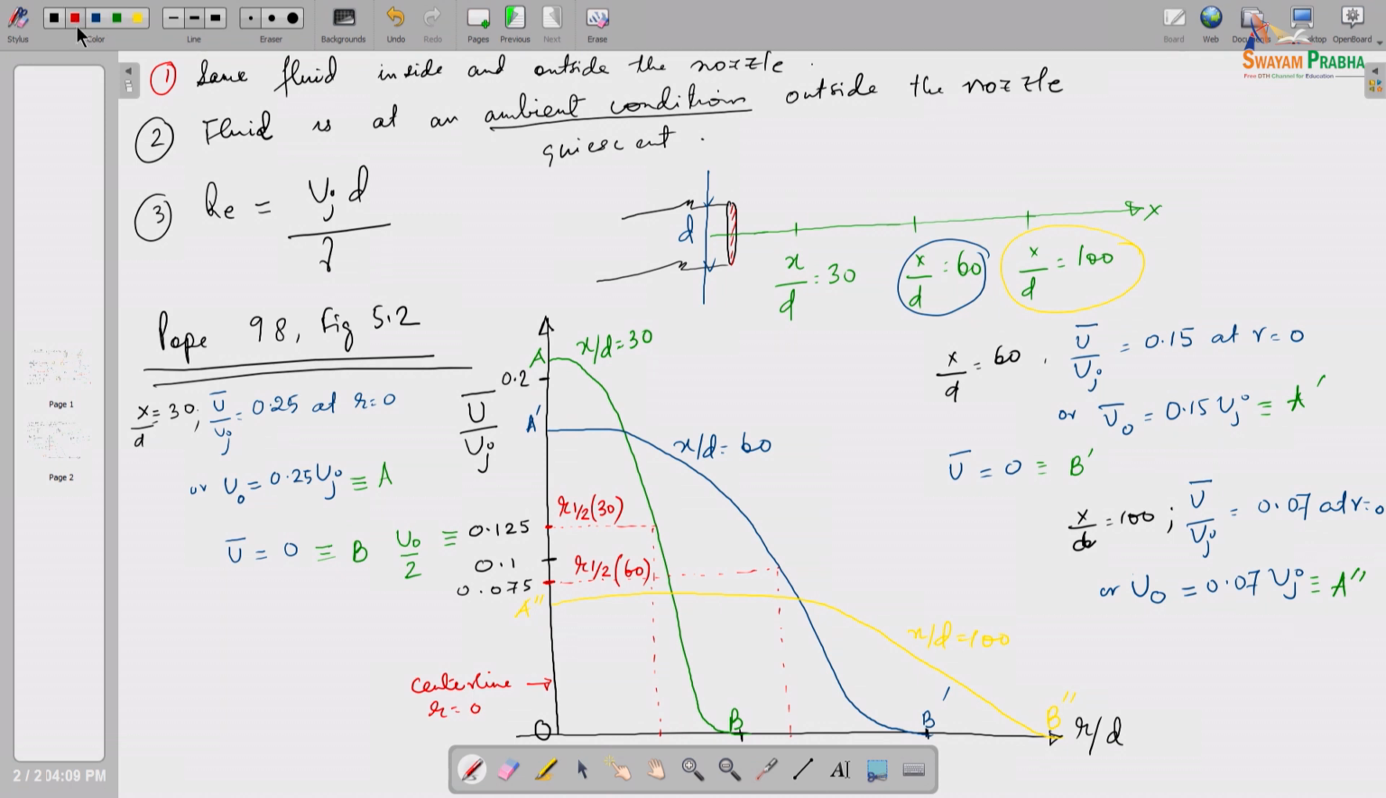I take half of that. So, then I take half of that velocity, which is basically this, right. So, this is my r half at 100, and this corresponds to about 0.035. Okay. So, as you can see here, this is my r half at x equal to 30, this is my r half at x equal to 60, this is my r half as I go to 100. So, what do you see?